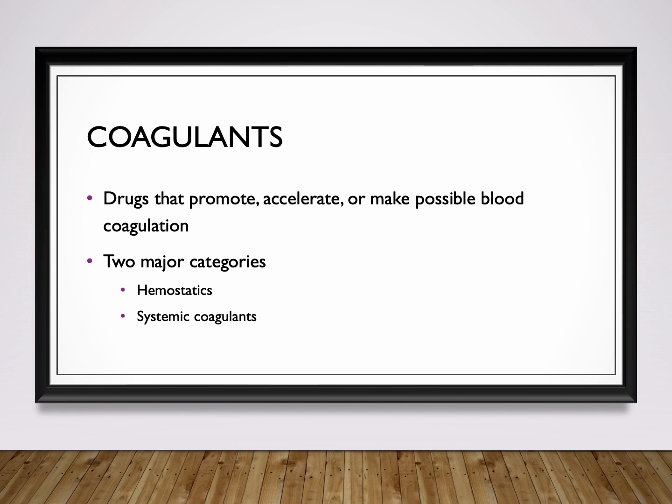So remember, coagulants are those drugs that promote, accelerate, or make blood coagulation possible. Hemostatics are a type of topical coagulant used almost exclusively in the surgical setting, whereas systemic coagulants are generally used in the medical setting. Hemostatics serve as adjuncts to natural coagulation, and topical hemostatics are used most frequently, and they come in several forms, and some of those are films, powders, sponges, or solutions. And there are several different types that are available. We're going to talk about quite a few of them.